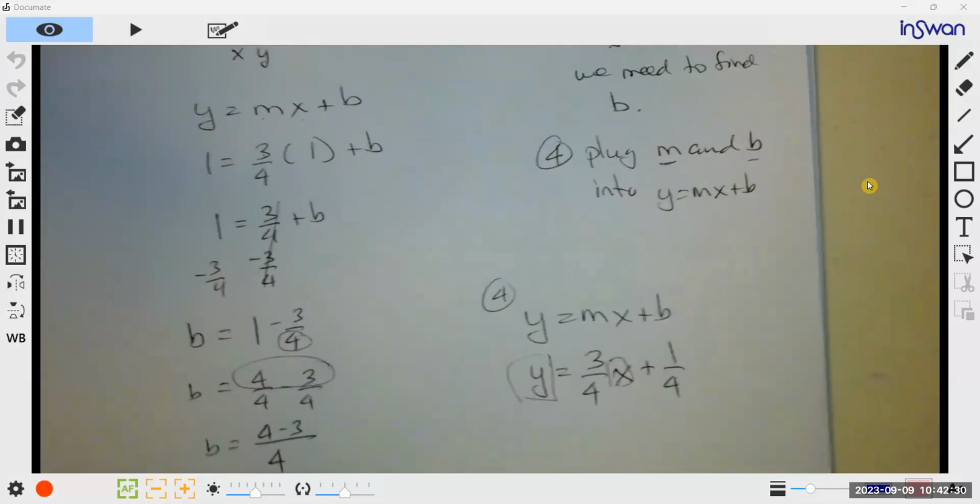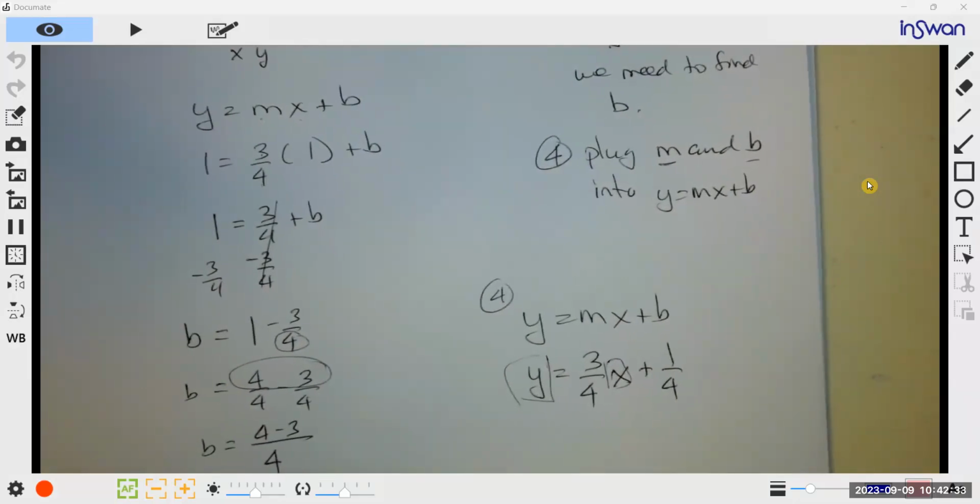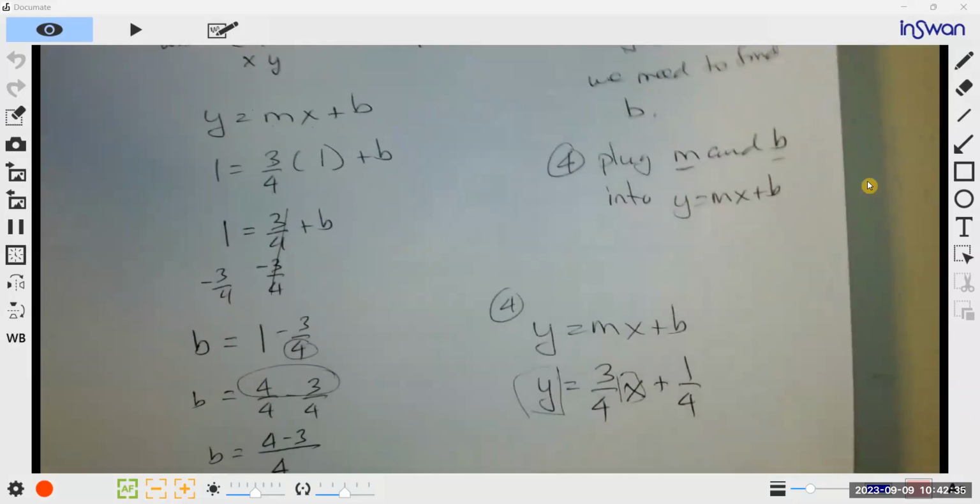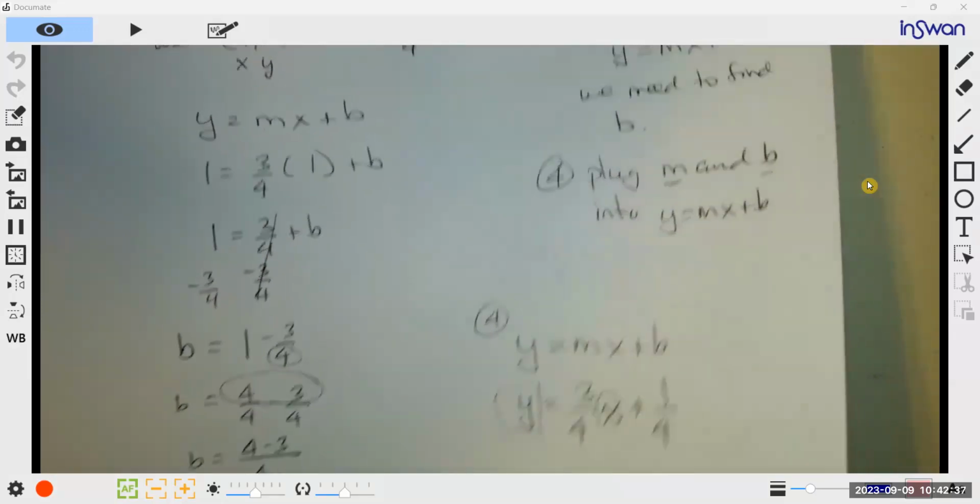So that's how you find equations of lines. All right. Now, if we have two lines, well, actually, we'll talk about this in class next time.